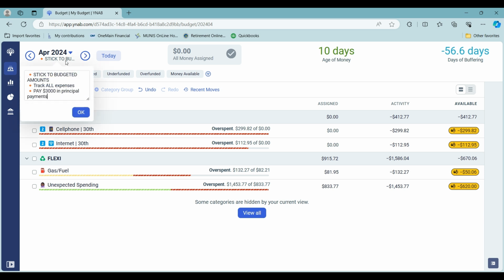I did go in and go over my goals for the month of April. The first goal was to stick to the budgeted amounts, and I did not do that. I didn't do so well with that one, so I'll put an X there. Second was to track all my expenses, and that I did do, so I'll get a check for that one. And the next one up is to pay $3,000 in principal payment, and I think I just missed that goal by a small amount. No, I didn't do that, so that is a fail, big old X for that one.